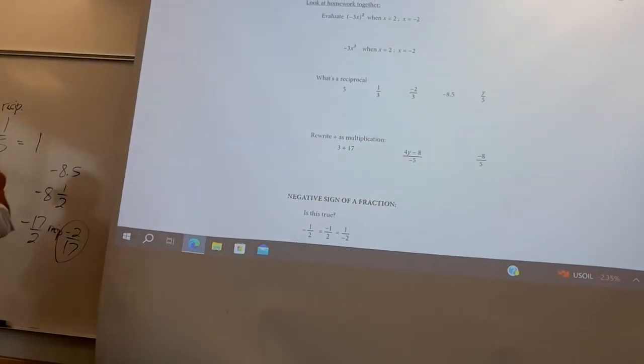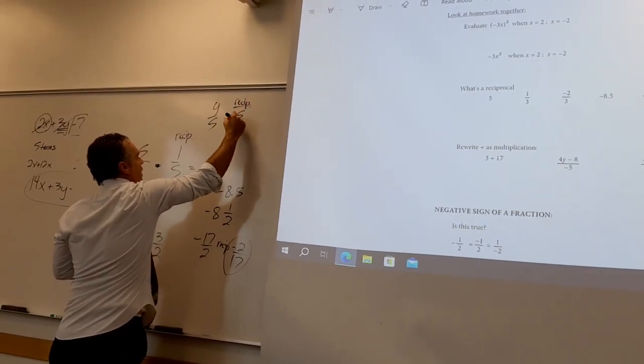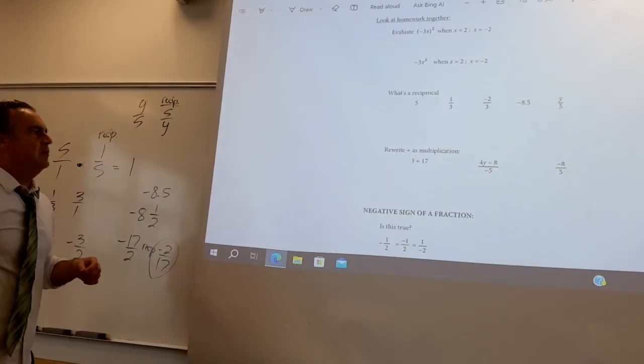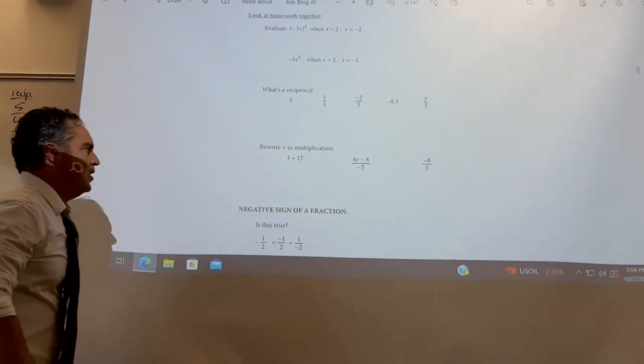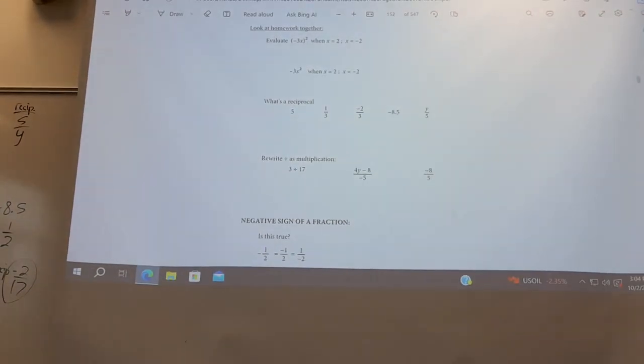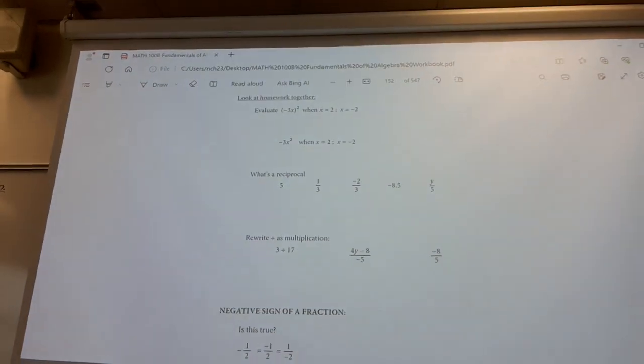And then help me. y over 5. What is the reciprocal of y over 5? Everybody. 5 over y. Okay, very good. These next three are weird. Okay? It says rewrite as multiplication. You're going to see this in your homework, and you're going to be like, what? What am I doing? This is so weird, okay?